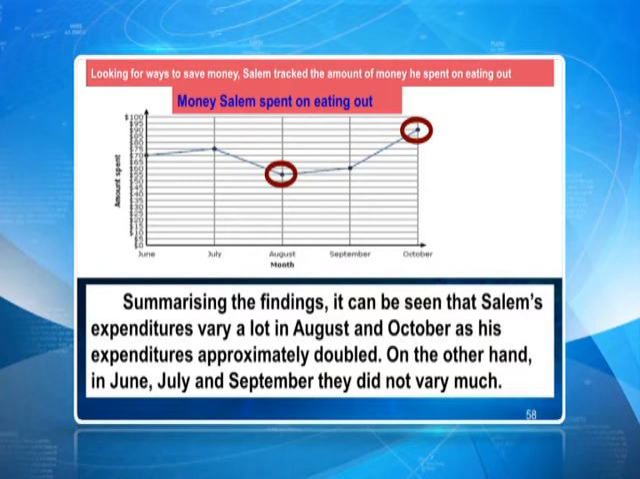Why? Because he spent in August about $55. On the other hand, he spent about $90 in October. So there is approximately a doubling. On the other hand, in June, July, and September, they did not vary much. Why? Because the amounts are near each other.